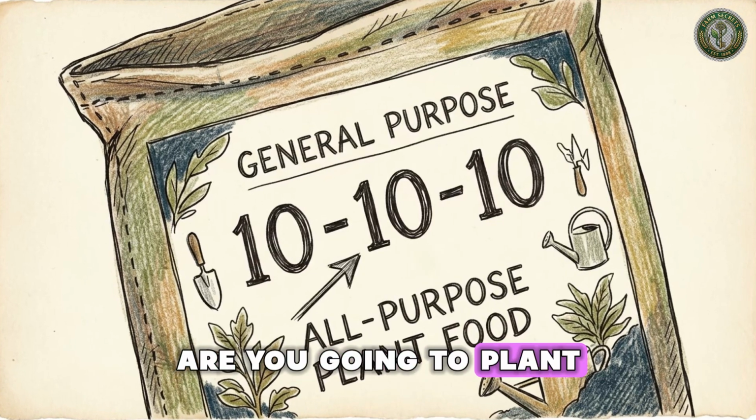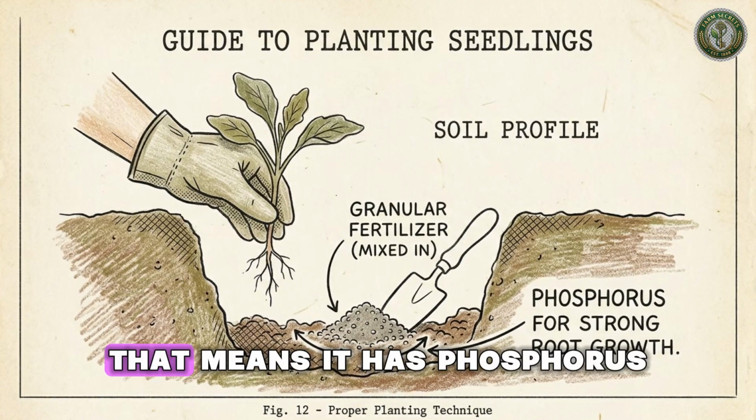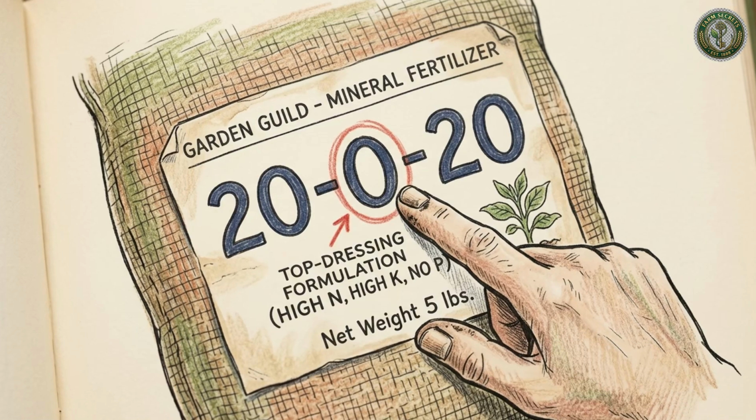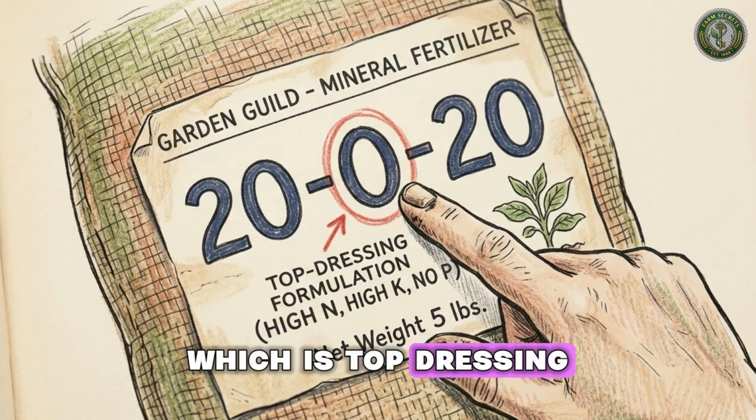Are you going to plant? Then I have to take a formulation that has a number in the middle. That means it has phosphorus. Do you want another formulation for top dressing? You're going to take a formulation that has no number in the middle, which is top dressing.